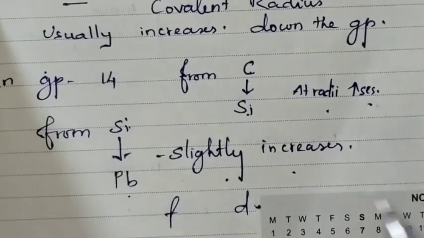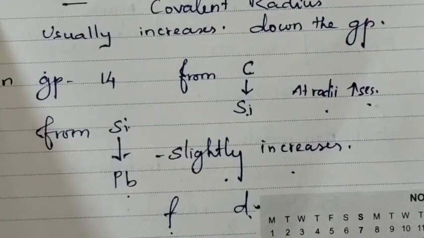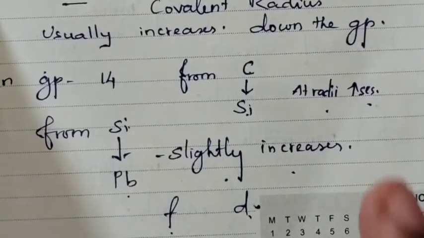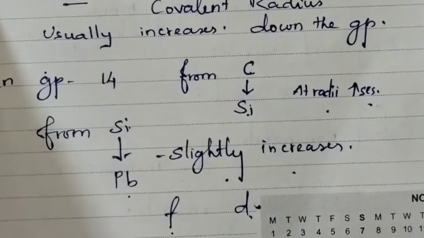So the higher members having completely filled d and f orbitals, which offer very poor shielding effect. Because of that, the atomic radii increases, but the increase is very slight in nature.